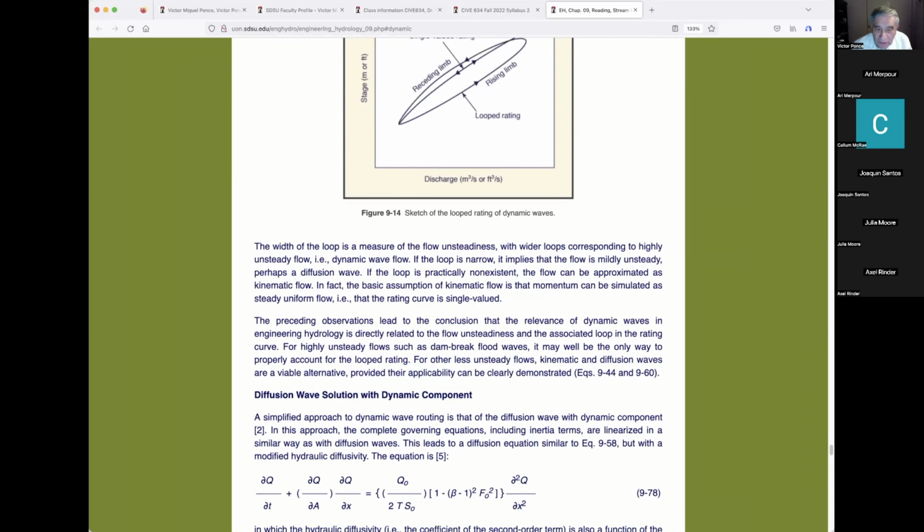The preceding observations lead to the conclusion that the relevance of dynamic waves in engineering hydrology is directly related to the flow unsteadiness and the associated loop in the rating. For highly unsteady flows, such as dam break flood waves, it may well be the only way to properly account for the loop rating. For other less unsteady flows, just typical flood waves, kinematic and diffusion waves are a viable alternative, provided their applicability can be clearly demonstrated.